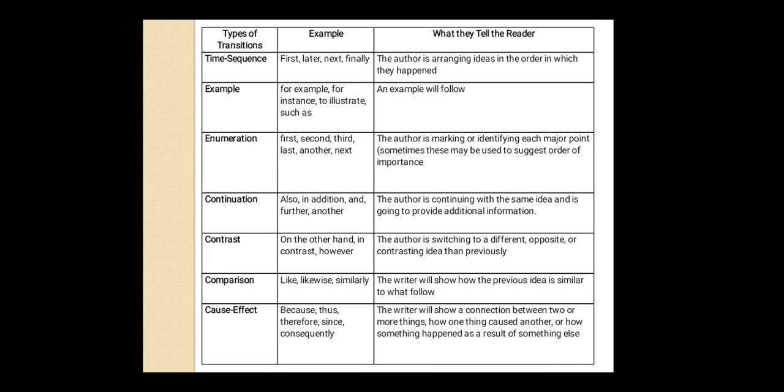Here is a table of the types of transition for more. The first is time sequence. For example, first, later, next, finally are the types of transition of time sequence. They tell the reader that the author is arranging ideas in the order in which they happen. So it makes the paragraph more in order.